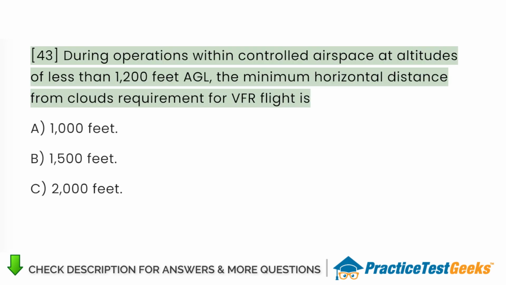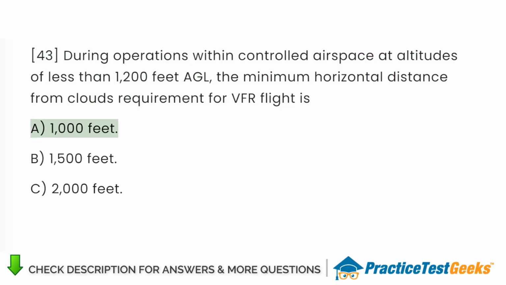During operations within controlled airspace at altitudes of less than 1,200 feet AGL, the minimum horizontal distance from clouds requirement for VFR flight is A. 1,000 feet. B. 1,500 feet. C. 2,000 feet.